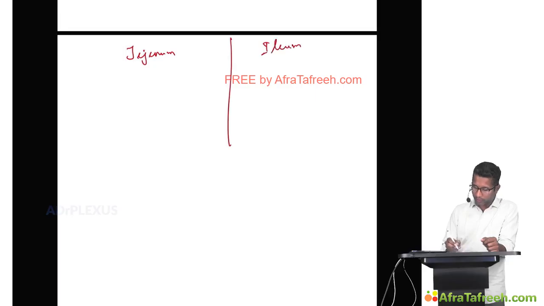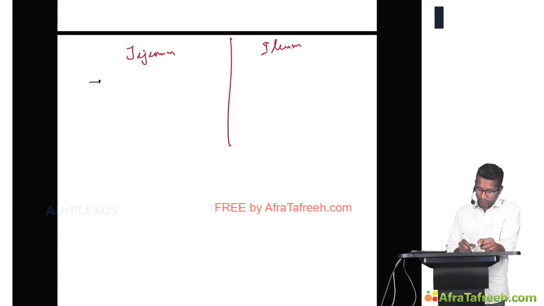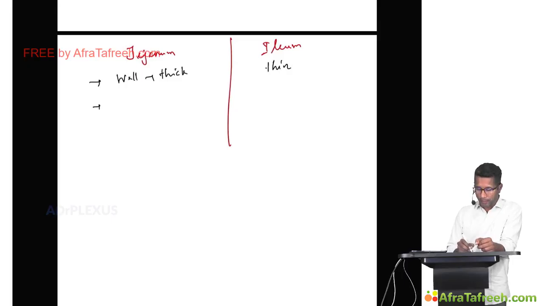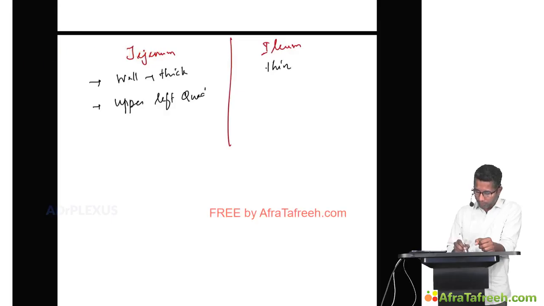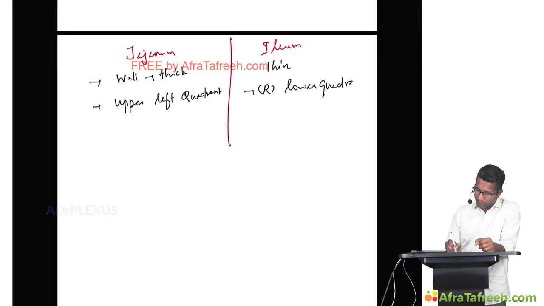Okay, what are the characteristic differences between these two? In the jejunum, the walls are thick. Here, in the ileum, the walls are thin. The jejunum occupies the upper left quadrant of the abdomen, whereas the ileum occupies the right lower quadrant of the abdomen.